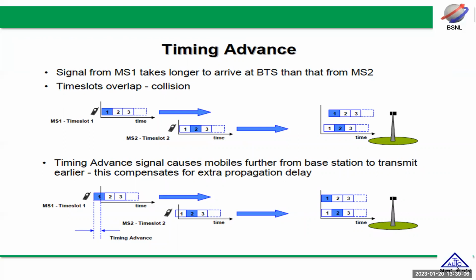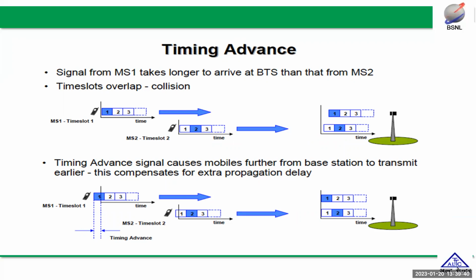Timing advance is another parameter I have seen in the window. The timing advance signal from MS1 takes longer to arrive at the BTS than that from MS2, right? Two MSs are there, MS1 and MS2, and the base station. The time slots can overlap or collide. Why do they collide? If they are sending at the same time.